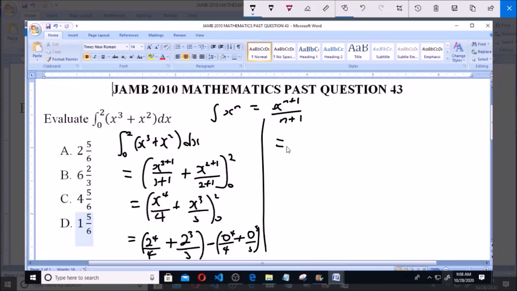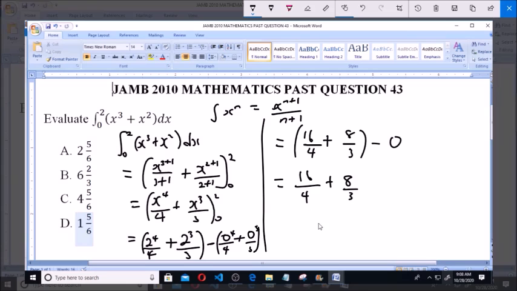This is equal to 16 over 4 plus 8 over 3 minus, now from this you can see that everything here will give us 0, because 0 to the power of 4 is 0 and 0 divided by 4 is 0. Likewise 0 to the power of 3 is 0, 0 divided by 3 is 0, so minus 0. So this is equal to 16 over 4 plus 8 over 3.